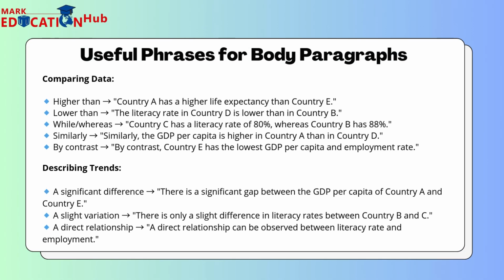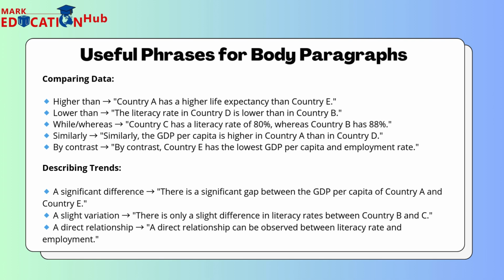Using varied and precise vocabulary is essential for crafting a high-scoring IELTS writing Task 1 response. The right phrases help convey comparisons, trends, and relationships clearly and effectively. When making comparisons, words like higher than, lower than, and whereas can enhance clarity. For instance, instead of simply stating values, you can write, country A has a higher life expectancy than country E, or the literacy rate in country D is lower than in country B.